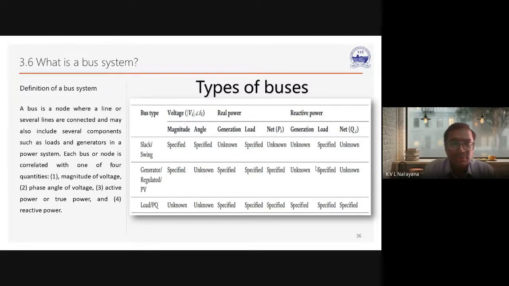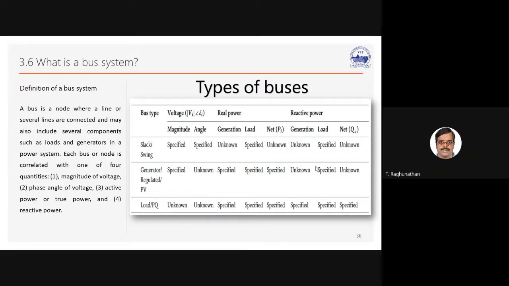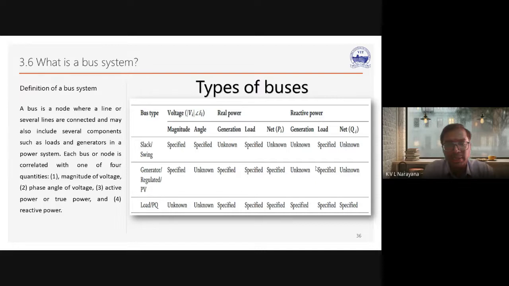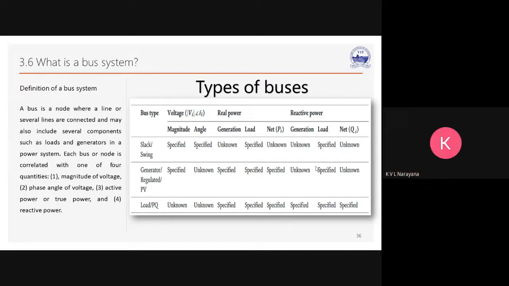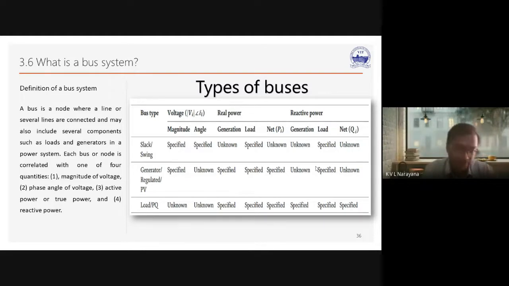There is the swing bus, which is the reference bus, whose voltage magnitude and phase angle are specified, but real power and reactive power are unknown. Whereas in the generator bus, the real power and voltage magnitude are specified, whereas the phase angle is not specified. In the load bus, the voltage and the angle are unknown. Each bus is related with four important quantities: magnitude of voltage, phase angle of voltage, active power or real power, and reactive power.